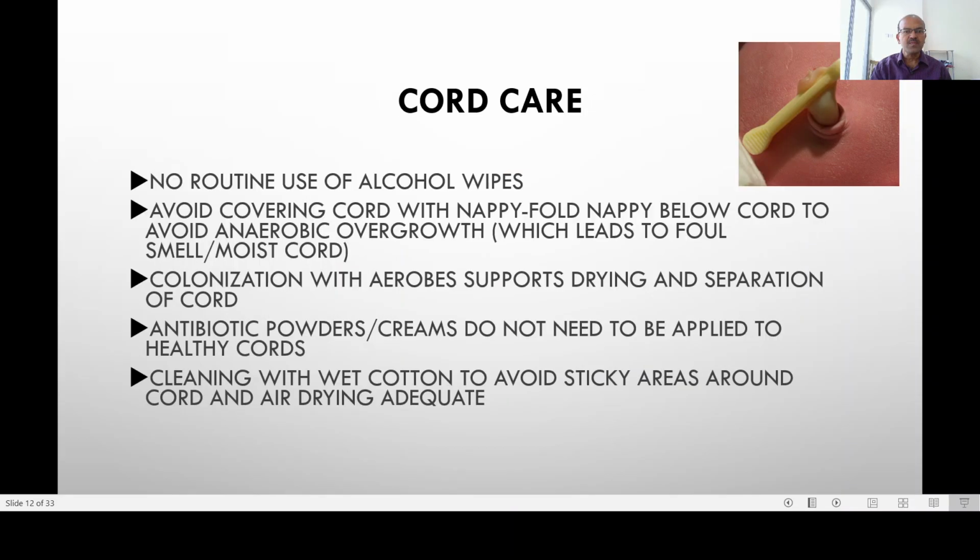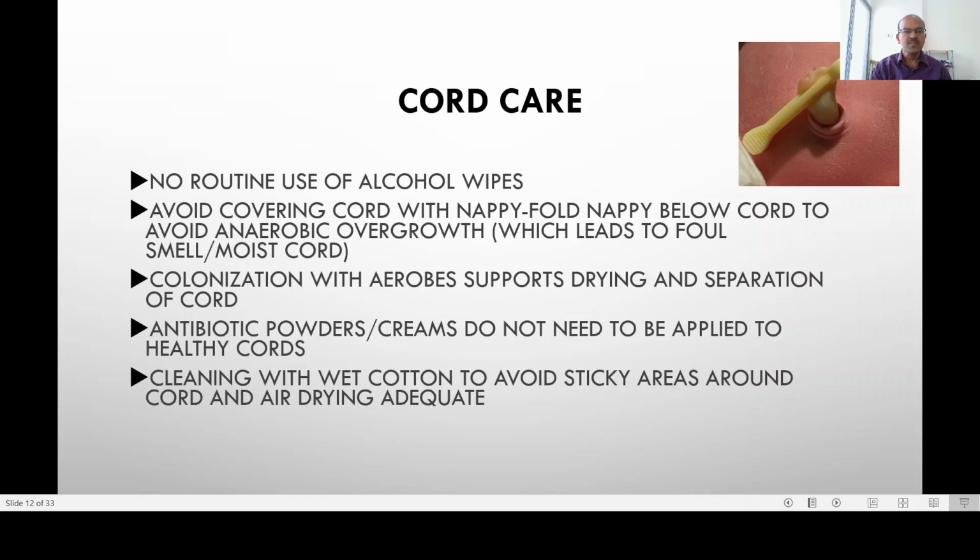Coming to cord care, we don't routinely recommend use of alcohol wipes, and avoid covering the cord with a nappy. Fold the nappy below the cord so it doesn't encourage the growth of anaerobes, which will lead to smell and also stickiness. Colonization with the aerobe supports drying and separation, so use of antibiotic powders and creams is not recommended, as it will delay the separation by delaying the colonization with these bacteria.